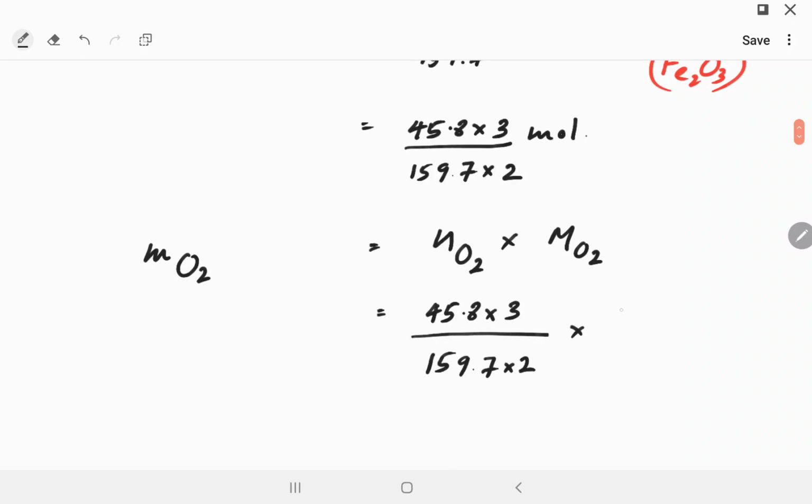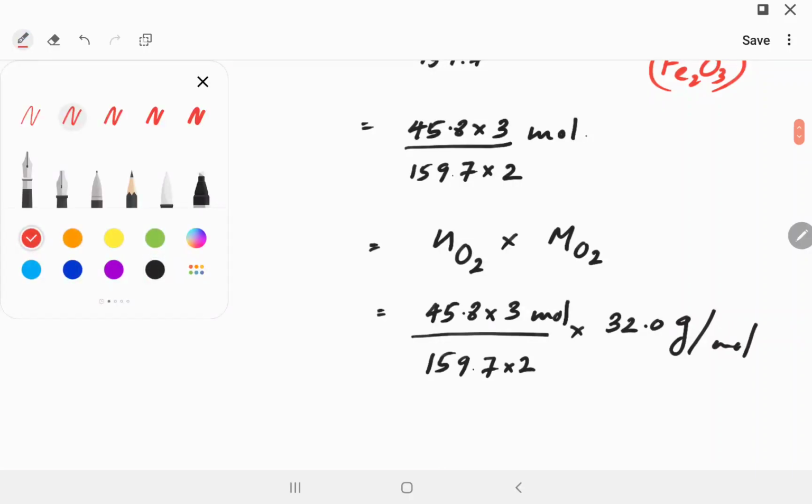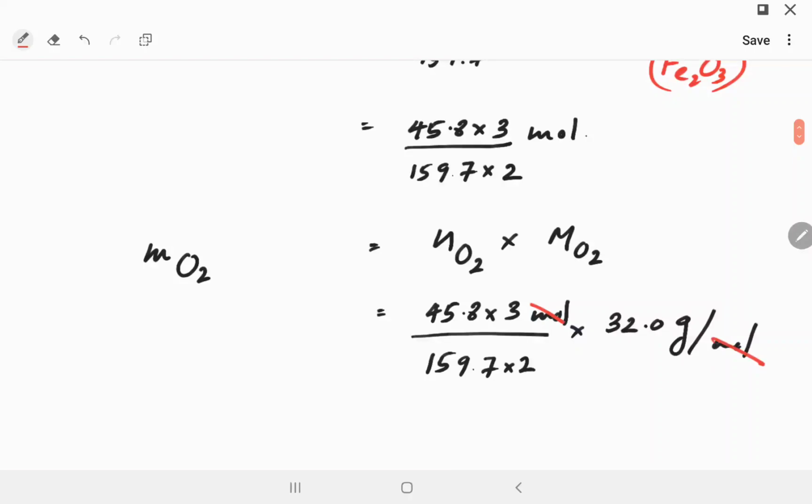Why? Because oxygen is 16.0. Okay, atomic mass for oxygen is 16.0, and you have two atoms in an oxygen molecule, so you have to multiply it by 2. So 16 times 2 is 32.0. So this is moles and this is grams per mole, and I really like to use units because it will basically confirm that my calculations are correct, because moles to moles will cancel out and your final answer will be in grams.